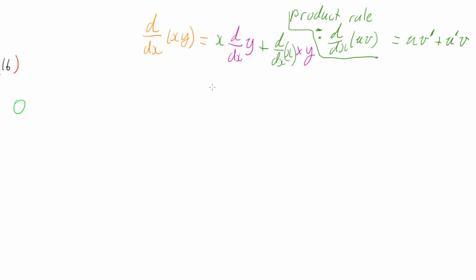So if we tidy this up a little bit, this is going to give us x times dy/dx plus, well, the derivative of x with respect to x is just 1, so I've got 1 times y, so I'm just left with y. So d/dx of xy is x dy/dx plus y.